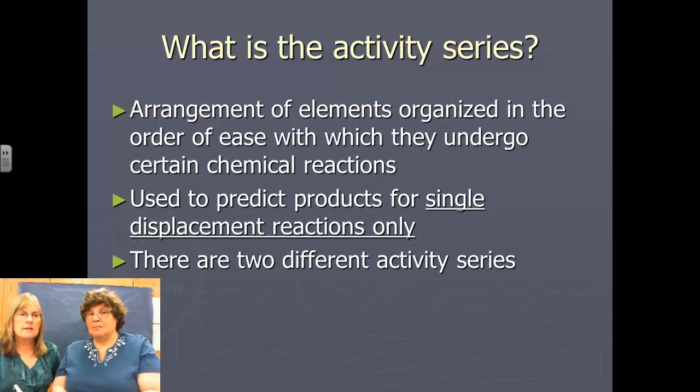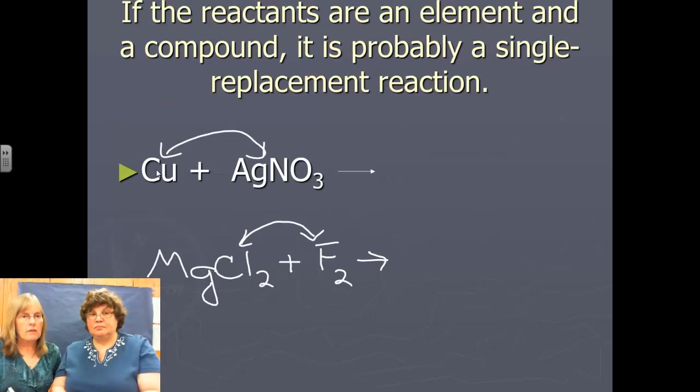Like on the last slide, we think that the copper is going to take the place of the silver, but we need to look and see which one is more reactive. If the copper is more reactive than silver, then the reaction will occur. But if the copper is not as reactive as the silver, then the reaction won't go, and you would write NR on the other side of the arrow for no reaction. In the case with the halogens it's the same. If fluorine's more reactive, they will swap places.